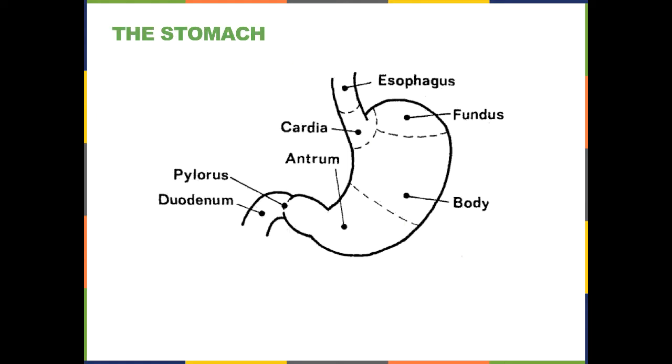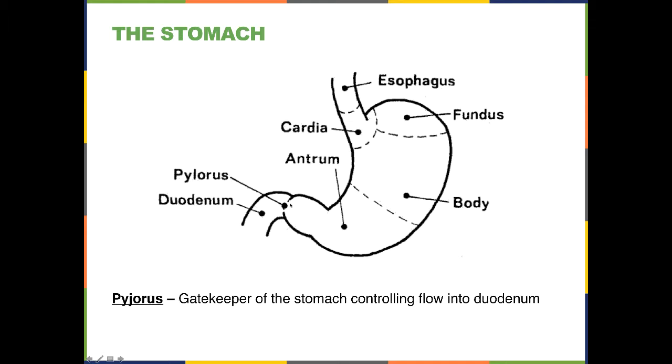Now, when we look at the stomach, it can be divided into four areas. There's the gastric cardia, which is this initial area right by the entrance into the esophagus. There's the fundus of the stomach, the body of the stomach, which is right in here, and the antrum of the stomach. The pylorus is here, and then this first portion of the duodenum, which is the first portion of the small intestine, is here.